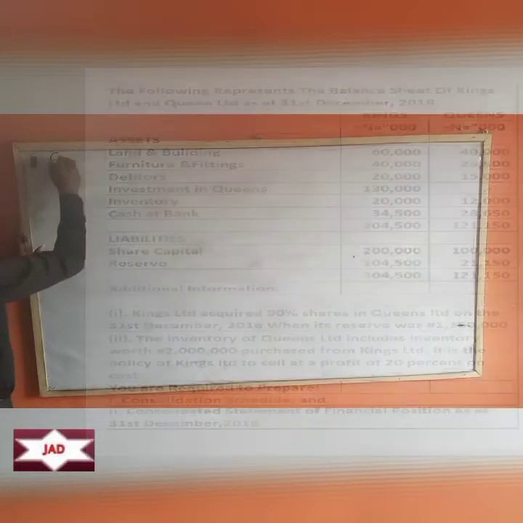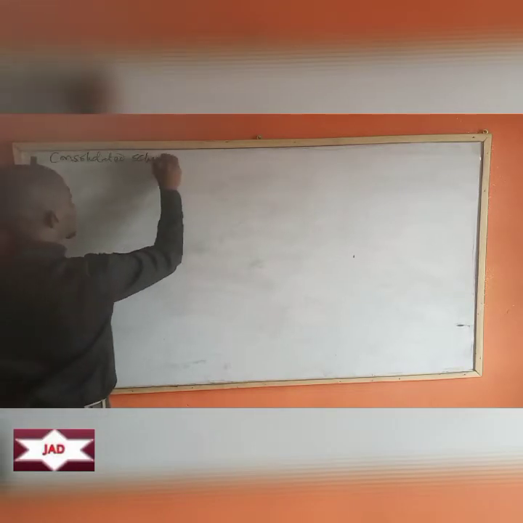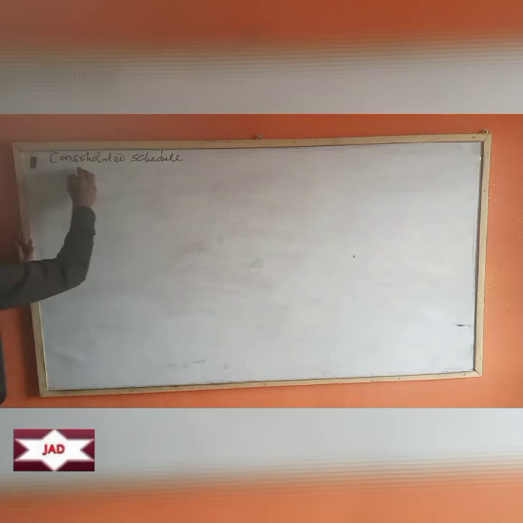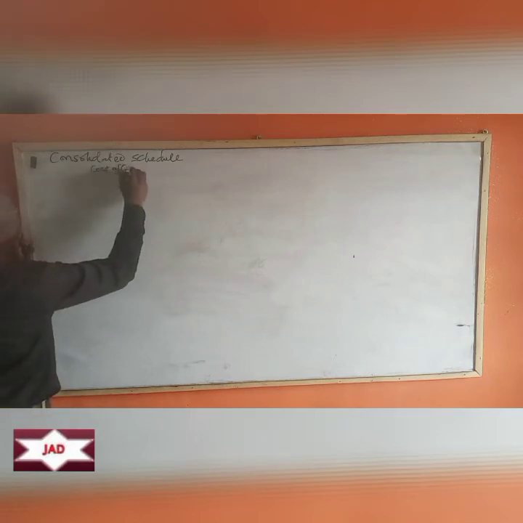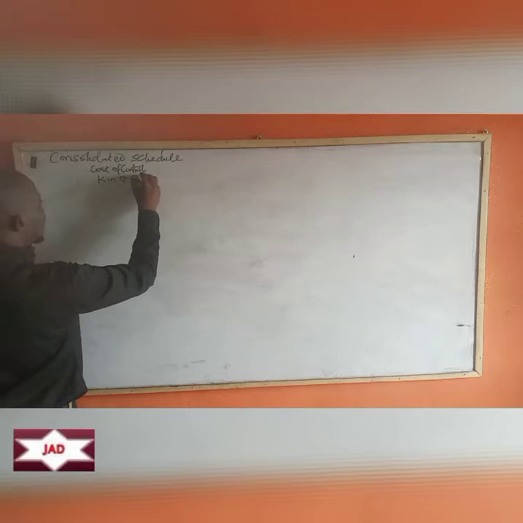What do we have there? So we call this the consolidated schedule, right? So here we have cost of control, which is Kings in Queen. That's 90%.